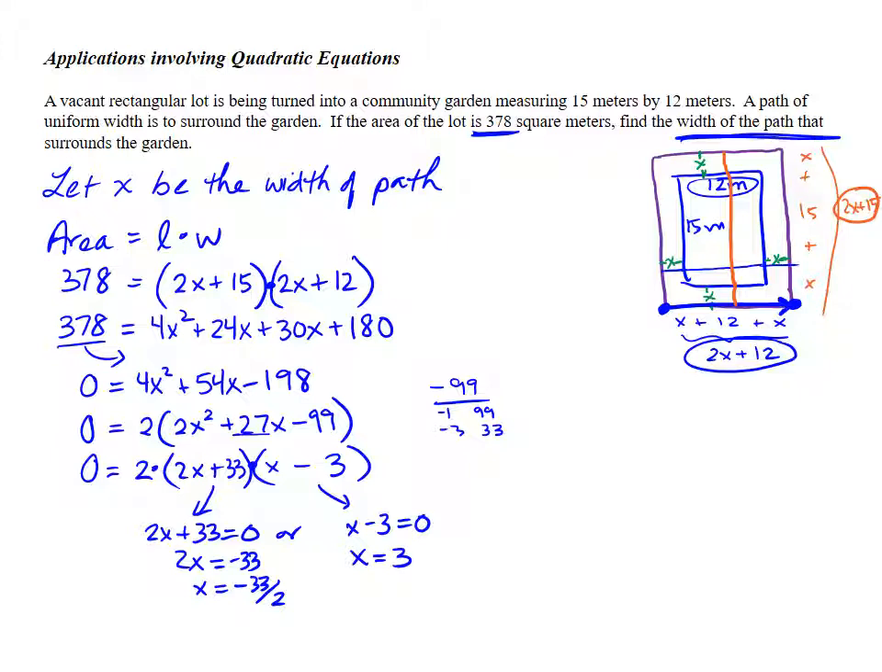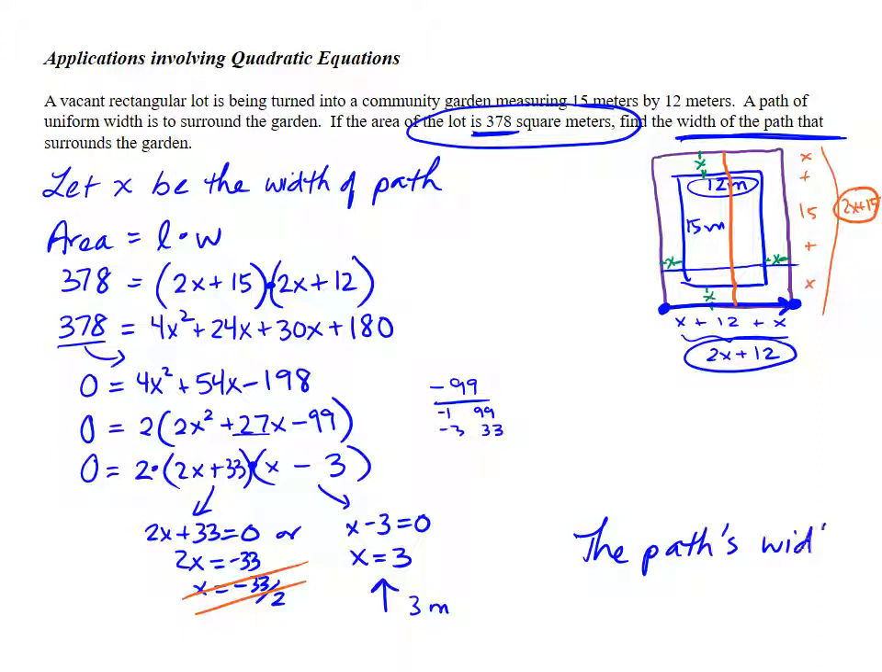Now remember what x is. It was the width of the path. We cannot have a negative width. That's extraneous. So even though it works in the algebra, it does not work in the scenario. So the width of my path is actually 3. Now 3 what? Our area was in square meters, so this is going to be 3 meters. So the path, or the path's width, is 3 meters.